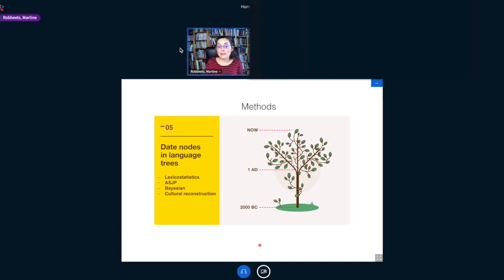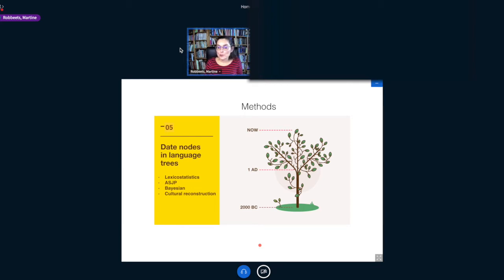And here you see that these methods, which we already discussed, also have a way to date nodes in the language tree. The distance-based methods, so lexicostatistics and the automated similarity judgment program, date the tree, but it is based on the assumption that language change is constant over time, so that language always changes at the same rate. For instance, it is thought that in 1000 years, 80% of the basic vocabulary will remain and 20% will be lost. So, on the basis of that idea, these methods calculate the time depth or age of a language tree.